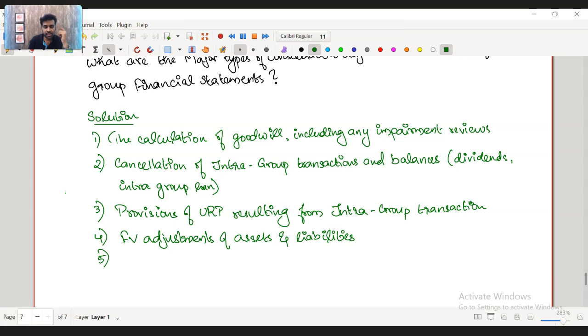The fifth one is retranslation of financial statements for overseas components. So if overseas components are there, then there will be translation adjustments as well. So retranslation of financial statements of overseas components.